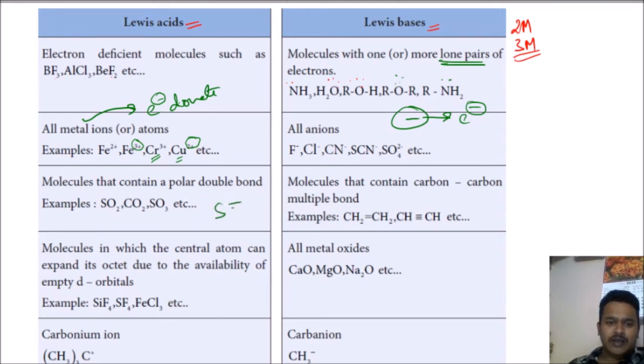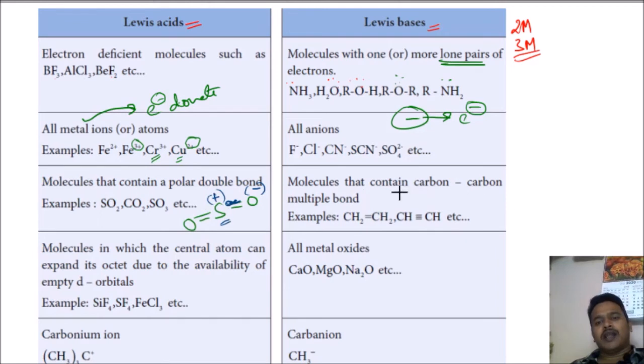For example, SO2. I am writing SO2 here. This bond is a polar bond. What am I going to do? This green bond is breaking. Oxygen gets a negative charge, sulfur gets a positive charge. Now here it is positive, and this is an electron-deficient species. It can act like an electrophile.